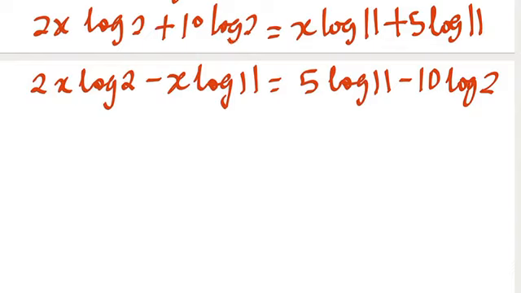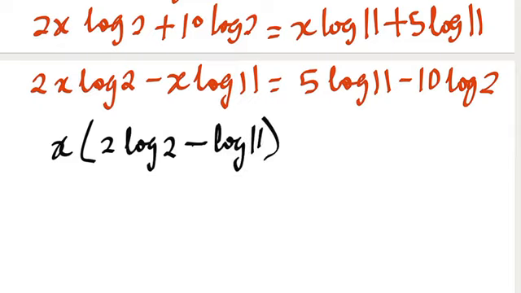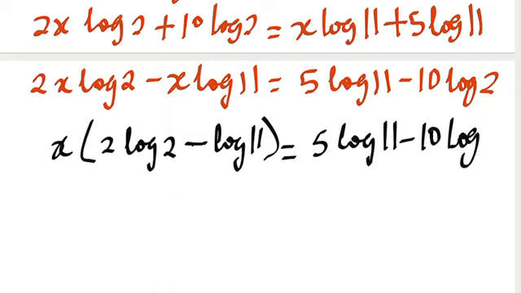So we're going to factorize x out from here because you can see that x is common in this and this. So we take x outside: x times 2 log 2 minus log 11 equals 5 log 11 minus 10 log 2.